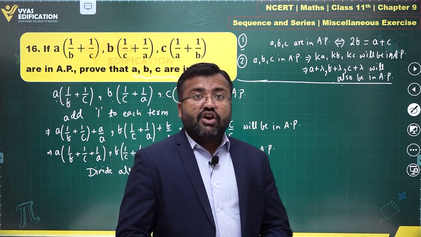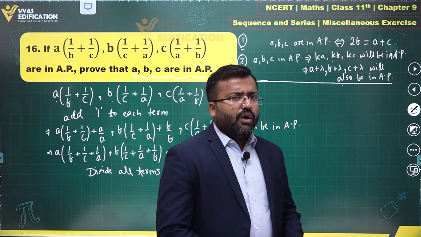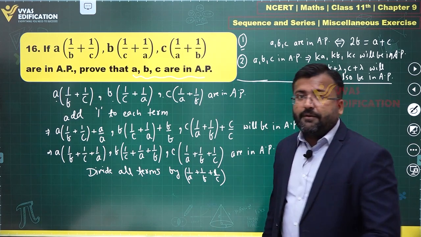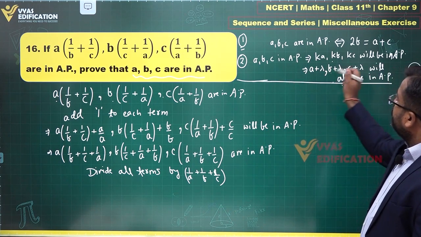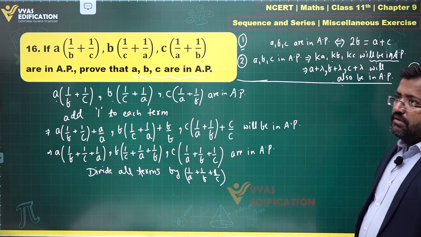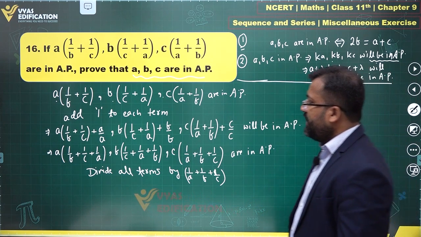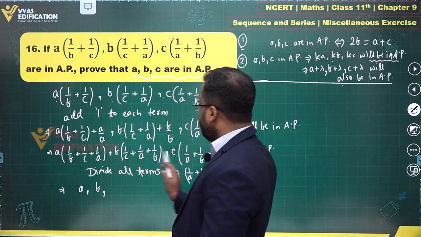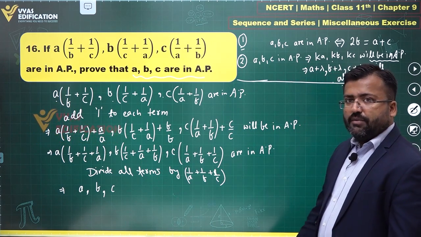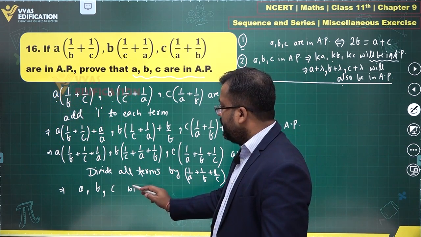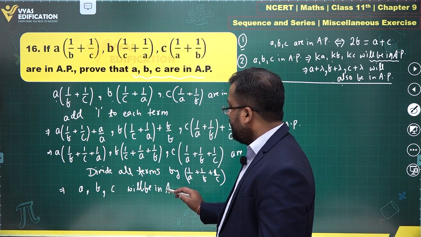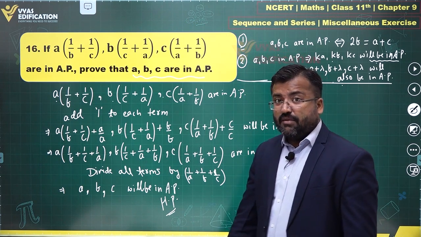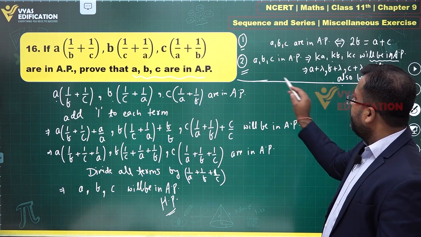So dividing by this or multiplying by the reciprocal of this, if each term is multiplied with the reciprocal of this expression over here, then the resulting sequence will also be an AP. Multiplication by the same constant will also be an AP. This tells me A, comma B, comma C, you observe these will be the numbers. These will be in AP. Hence proved. Is that okay? Yes, that's the complete proof using this idea over here.